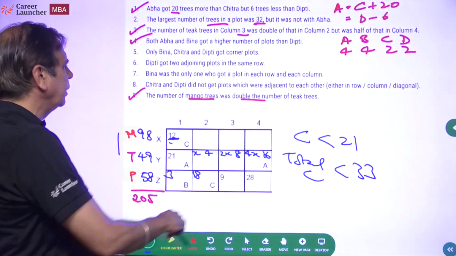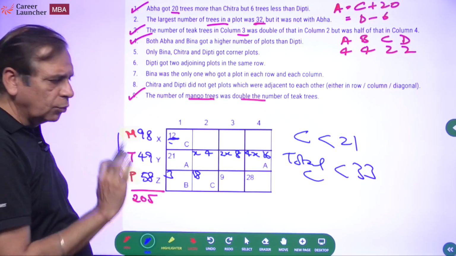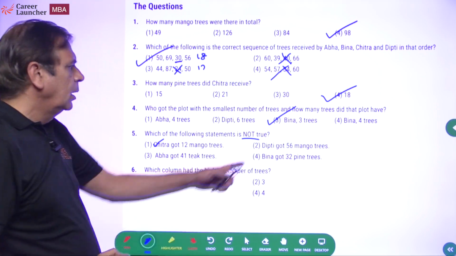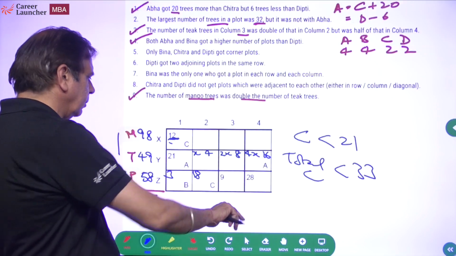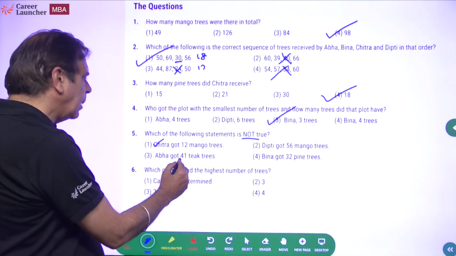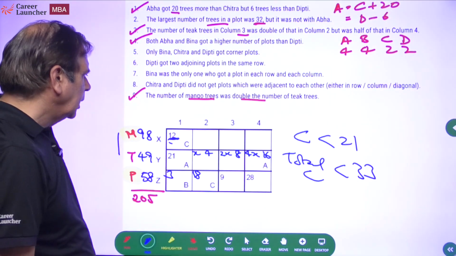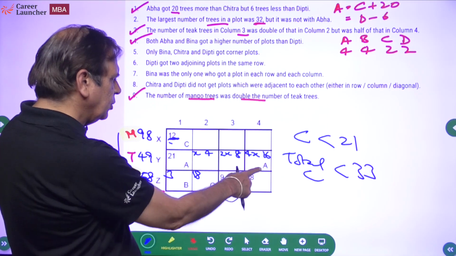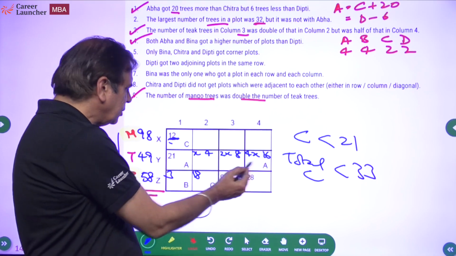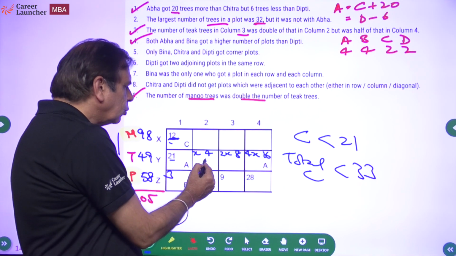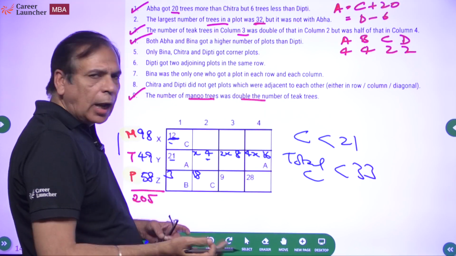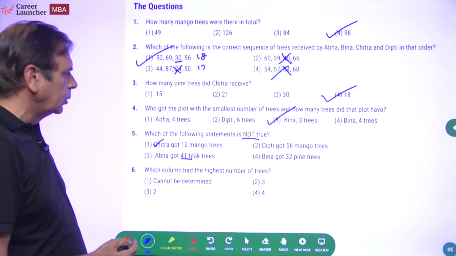Chitra got 12 mango trees. Yes, Chitra got 12 mango trees, no issues at all. So that means this statement is correct. Deepti got 56 mango trees. Deepti, I don't know, so I will hold on with that. Third, Abha got 41 teak trees. She's got 16 and 21, 37. Can one of them be Abha? 16 and 21, 37. So this could also be Abha. If this is Abha, then it will be 41. If this is not Abha, that could be. But we don't know at this point of time.